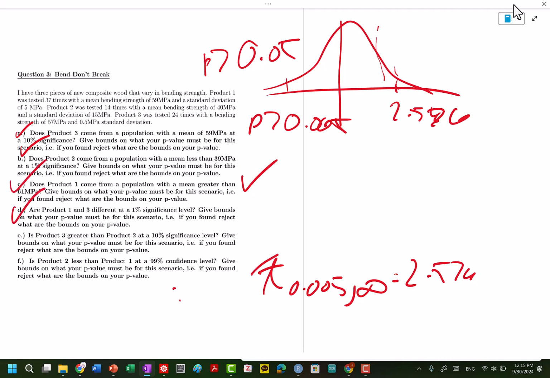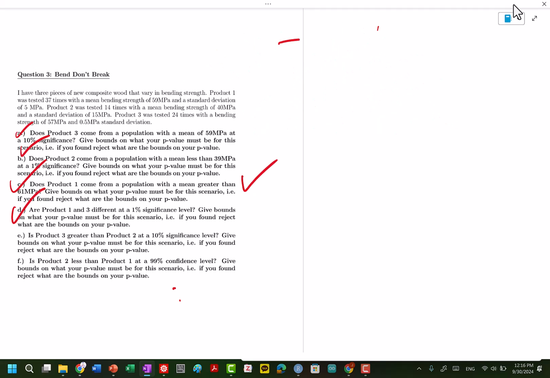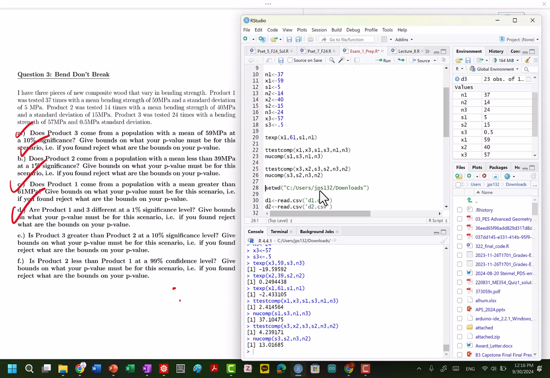Done, done. Let's erase here. Let's erase here. Let's erase here. Is product 3 greater than product 2? Excellent. Let's go ahead and copy this. Let's do product 3. I'm just going to retype in here. It's not that bad. x3, x2, s3, s2, n3, n2. Good. And then we'll go ahead and go here. So that's our t-test value.